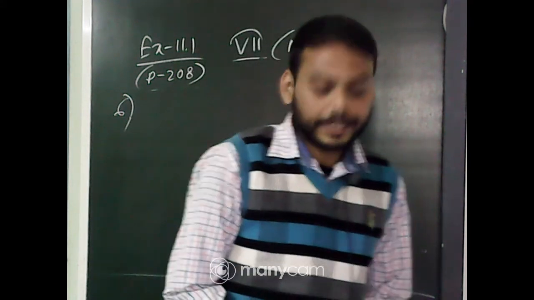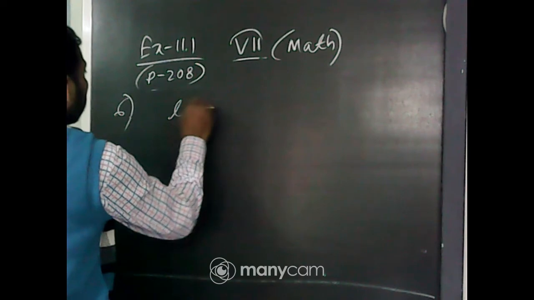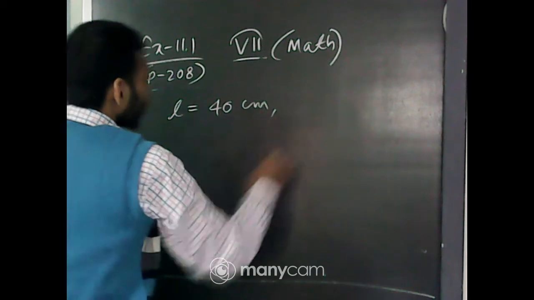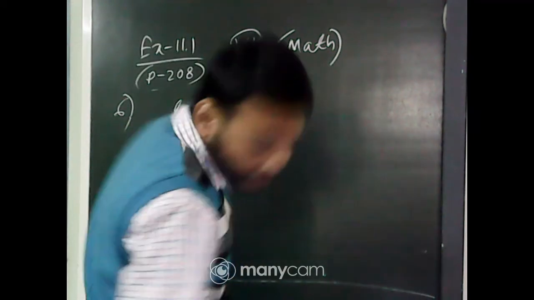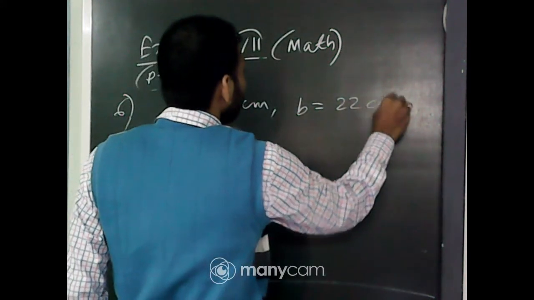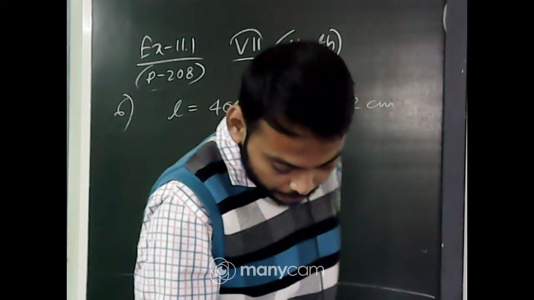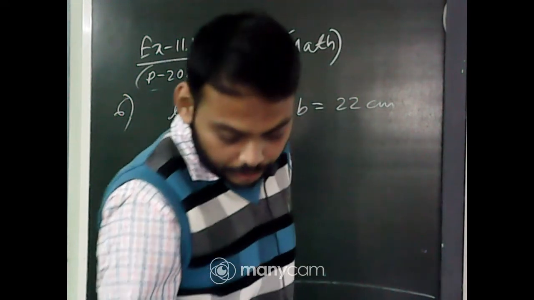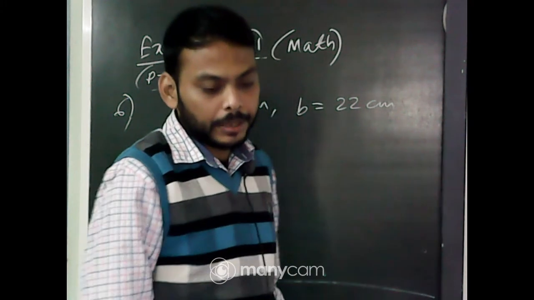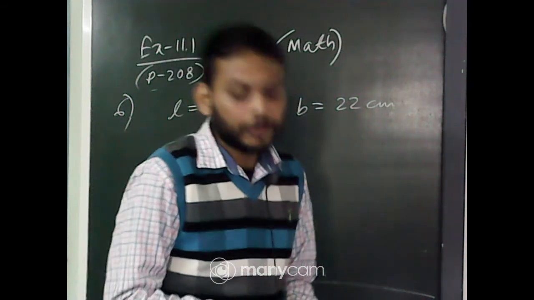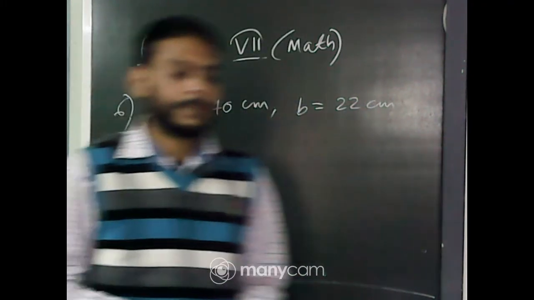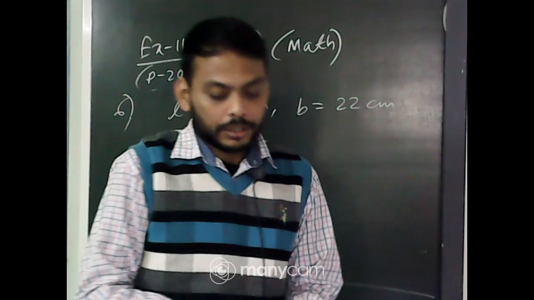So the wire is in rectangular shape. Here L equals 40 centimeter, that is given to you, and the breadth B equals 22 centimeter, that is also given to you. This is the shape of the rectangular wire. So first of all, you have to find the perimeter, because here the same wire will be rebent into a square. The rectangle will be converted into a square.